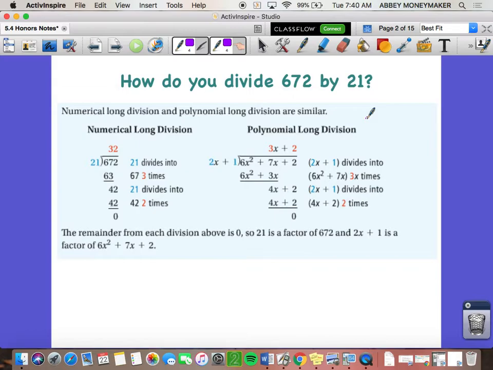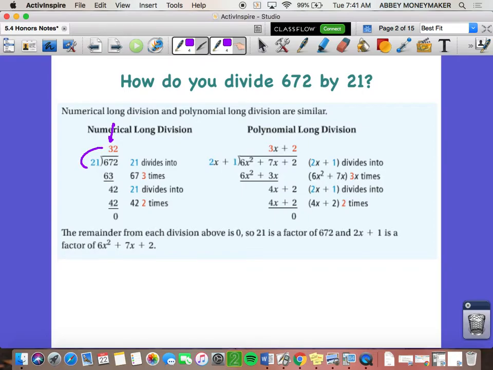So the numerical long division, you would say, can 21 go into 6? And you would say, no, it cannot. But can 21 go into 67? Yes, 21 can go into 67 3 times. So you put the 3 over the 7, and then you multiply. 3 times 21 gives you 63.